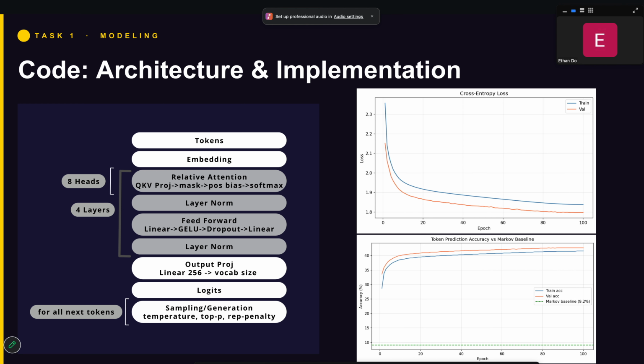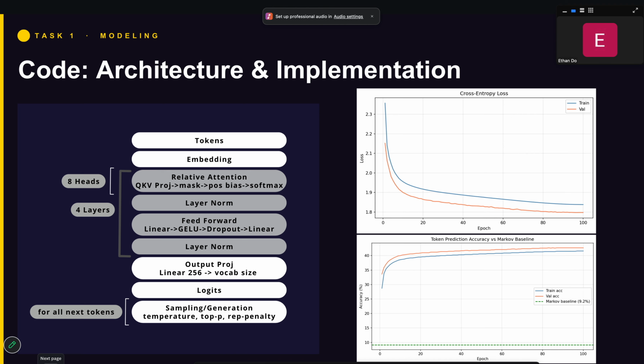So for our architecture, starting from the top, we have the token IDs, and then it goes into an embedding table that maps each of the tokens to a 256 dimensional vector. And then we put it through a transformer block that repeats 4 times. In our relative attention block, we have 8 heads, and each head computes how relevant every previous token is to the current one. And then we'll add a causal mask onto it, preventing any token from seeing the future tokens.